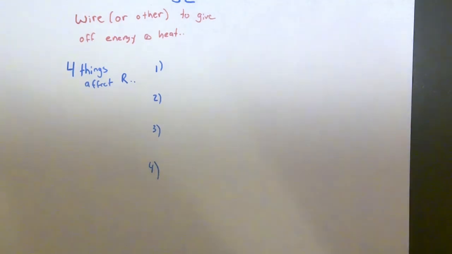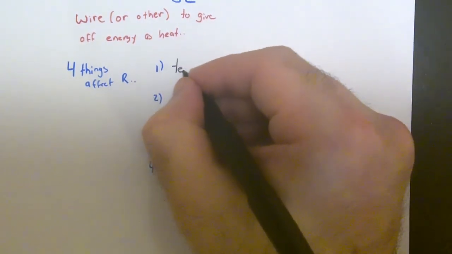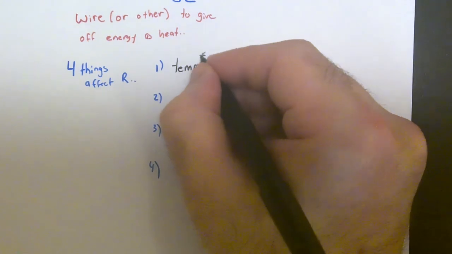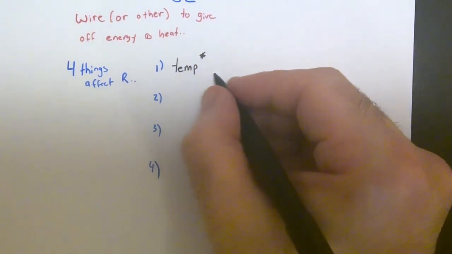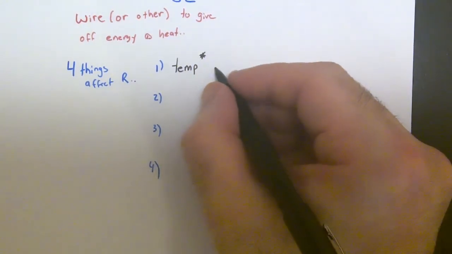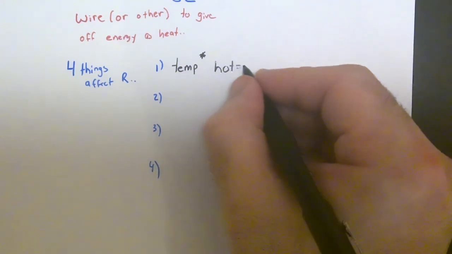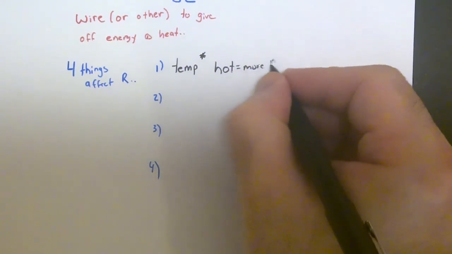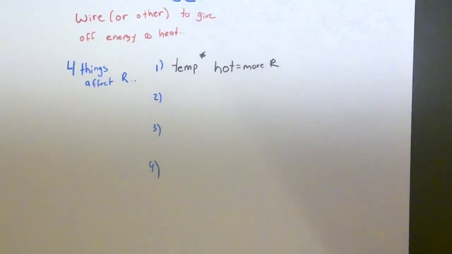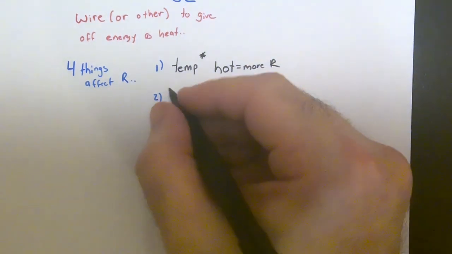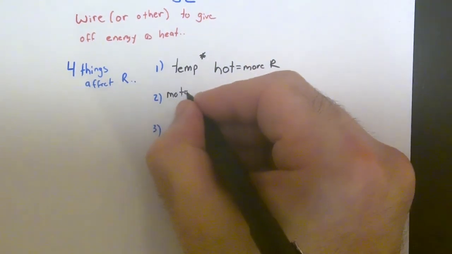The first thing that can affect the resistance of a wire or light bulb or toaster is actually the temperature it's at right now. I'm putting a star in there because it's an external factor. Usually the hotter something is, the more resistance it has. So a hot wire has way more resistance than a cold wire, which means it gives off more energy, which is why a hot light bulb gives off lots of energy.